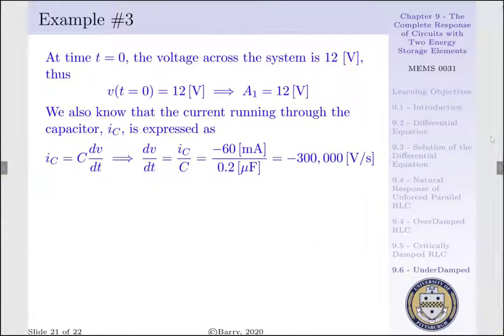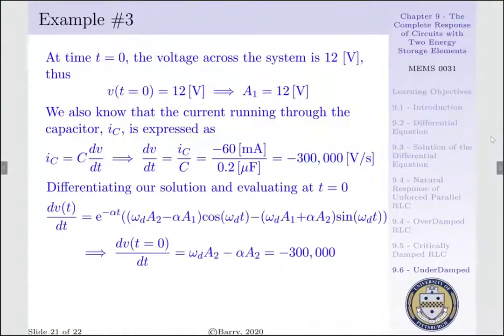We know that the time rate of change of voltage within our system is equal to our current running through our capacitor times our capacitance, and we have dV/dt is equal to minus 300,000 volts per second. When we differentiate our voltage with respect to time, we have e to minus alpha t times the entire quantity, omega d a2 minus alpha a1 times cosine omega dt minus omega d a1 plus alpha a2 times sine omega dt. This implies that omega d a2 minus alpha a1 is equal to minus 300,000.